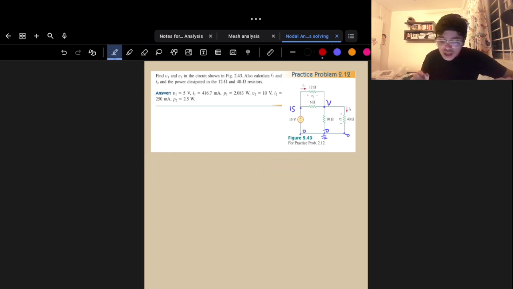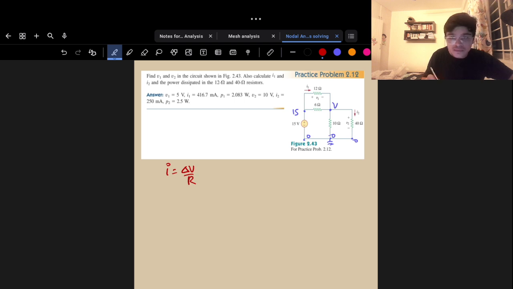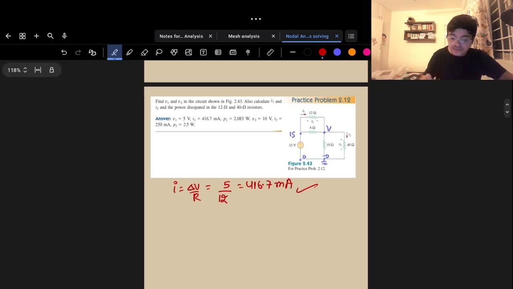Now, I need to find this I1. What is this I1? This is my I1. Now, according to Ohm's law, I is equal to delta V by R. And this I1 will be my delta V, 15 minus V, or I already know that V1 is equal to 5 volts, right? And my value of resistance is 12 ohm. So my answer will be, yeah, it's already given here. My answer will be 106.7 milliamps. That will be my answer.